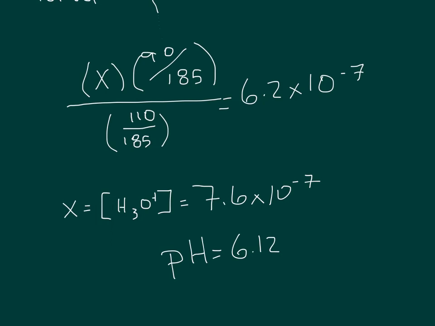By way of comparison, the pH of this buffer before the addition of the acid is 6.38, and as you see, adding acid makes the pH go down, which makes sense, but adding acid doesn't make the pH go down very much. That's because this is a buffer, and buffers protect against pH change.